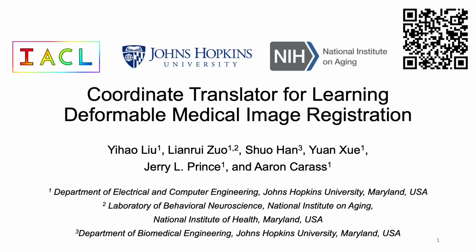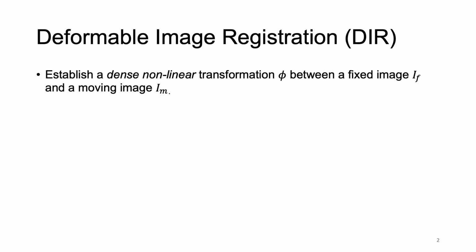In this presentation, I'm going to introduce our new framework for deformable image registration. The purpose of deformable image registration is to establish a nonlinear spatial transformation between a fixed and a moving image. Applying this transformation to the moving image will produce a warped image that is spatially aligned with the fixed image.